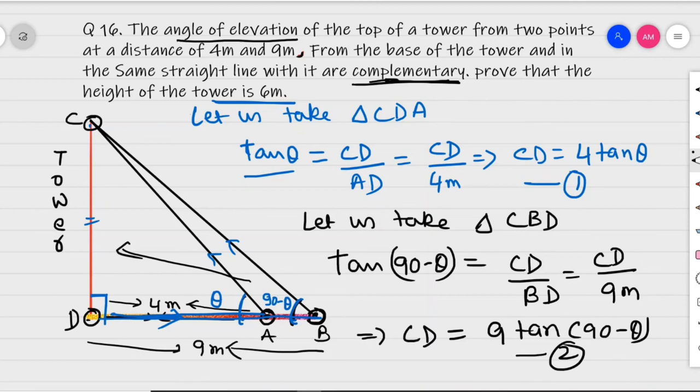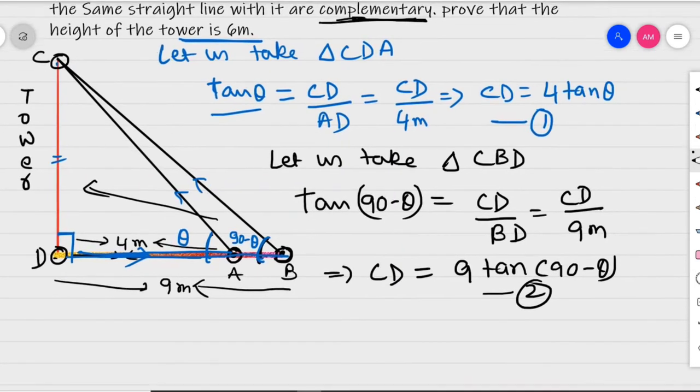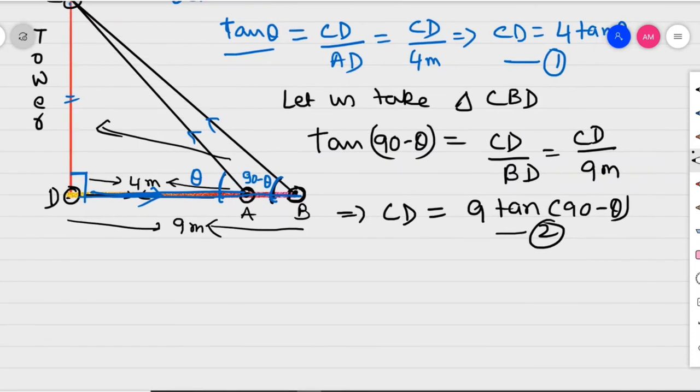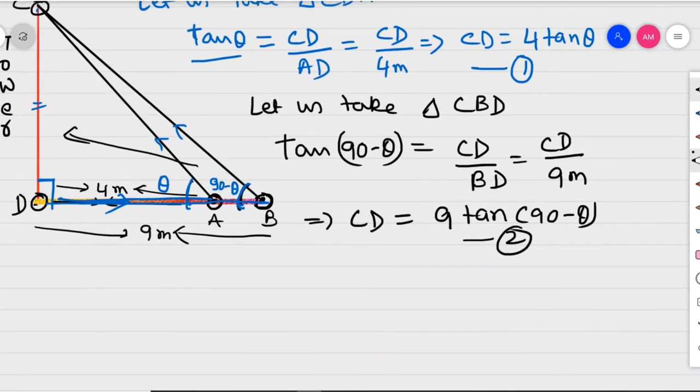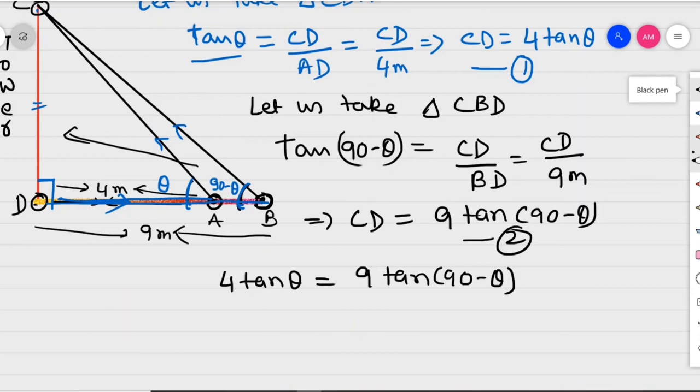See, equation 1 and equation 2 are equal because both of them are taking out the value of CD. In both the cases you are finding out CD. Here CD is 4 tan theta, and here you are getting CD is equal to 9 tan 90 minus theta. So that means 4 tan theta is equal to 9 tan 90 minus theta. From 1 and 2 you are getting this.